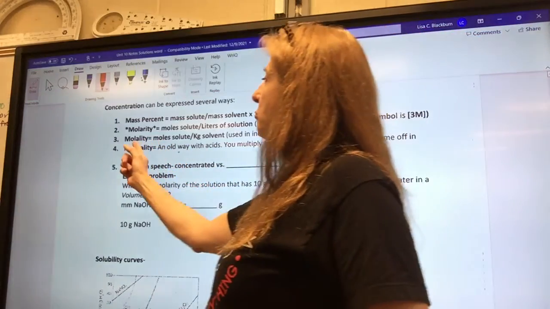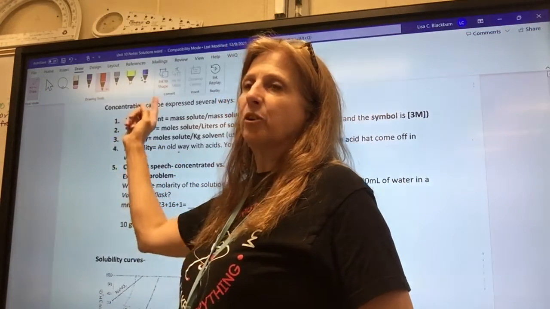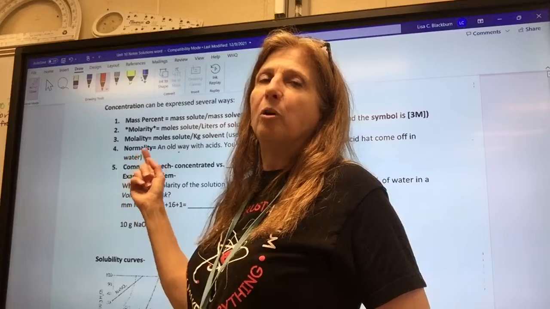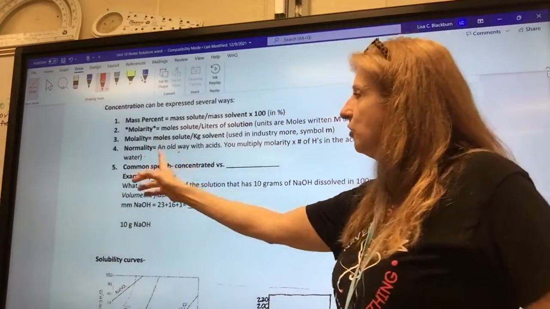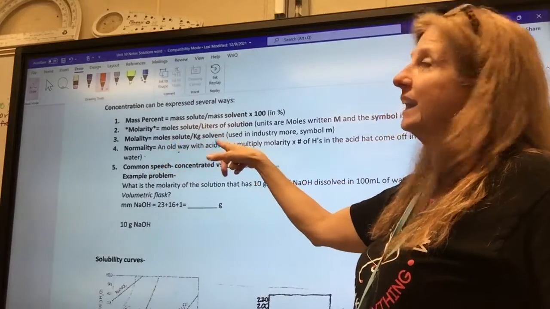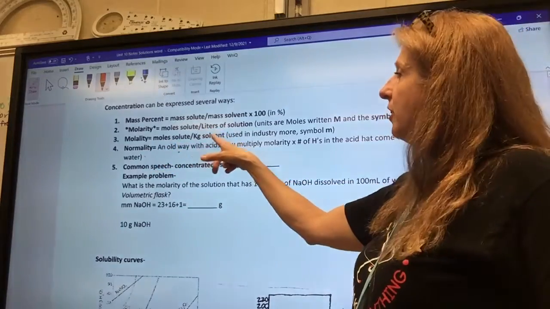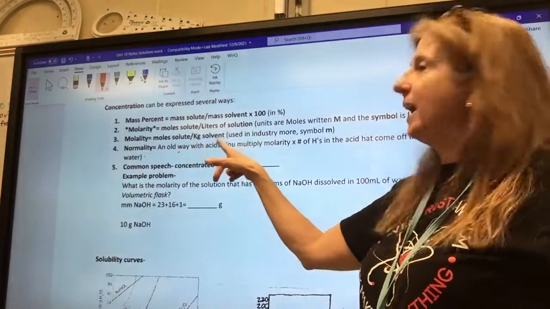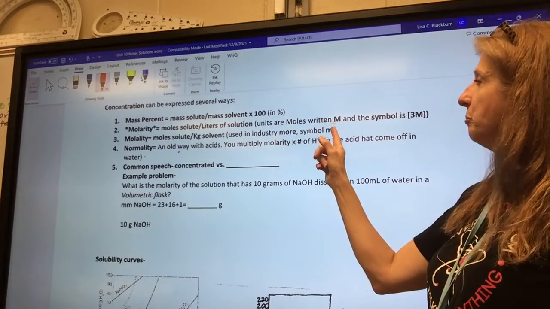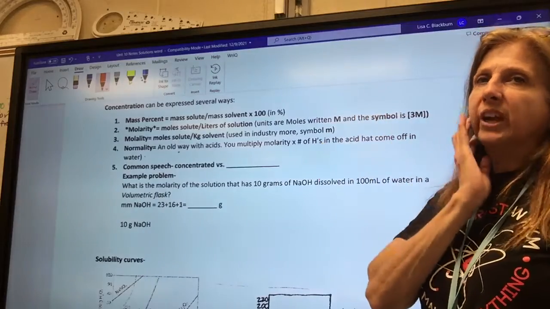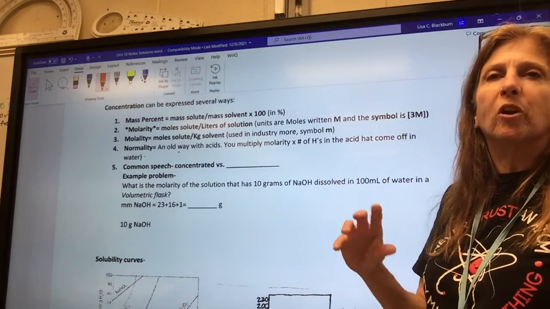There's another one called molality. See how similar these are? It's what makes it hard. Molarity and molality. Molality, you do moles of solute over kilograms of solvent. So this one is the one where things are weighed out, and it's used in industry more, and its symbol is little m. Once again, what makes it hard is it's so similar.